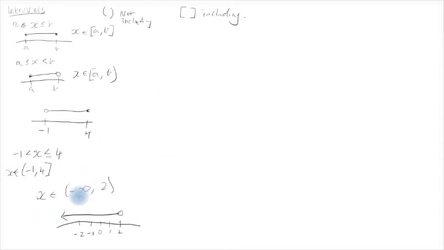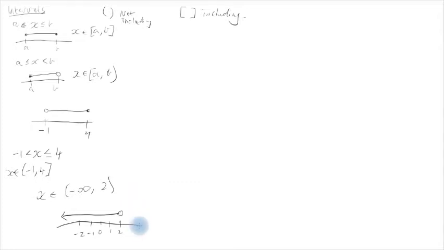Now notice, negative infinity is not actually a number, it's more of a concept, and so we use the circular bracket to say that x does not include the actual number minus infinity, because that's not really a thing. You can also have a similar thing with positive infinity.